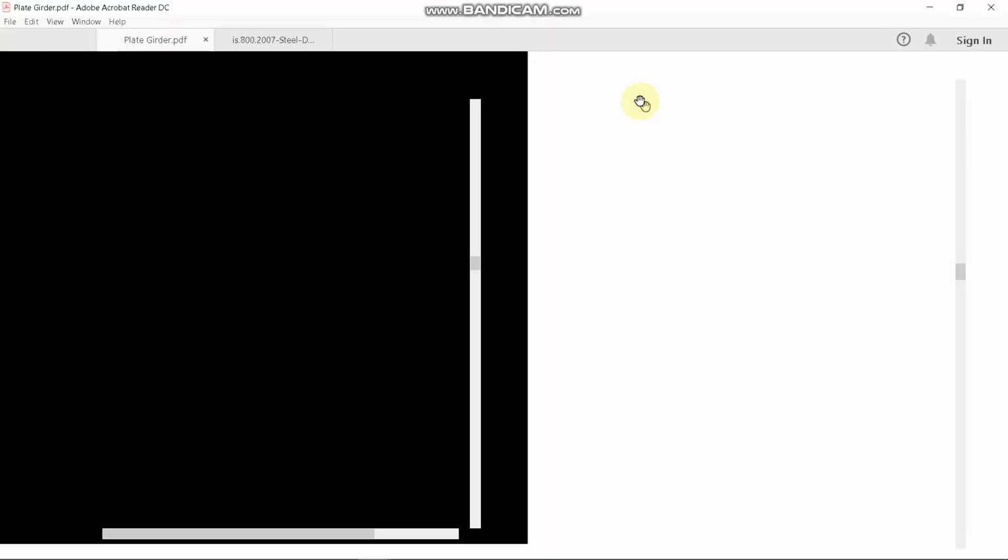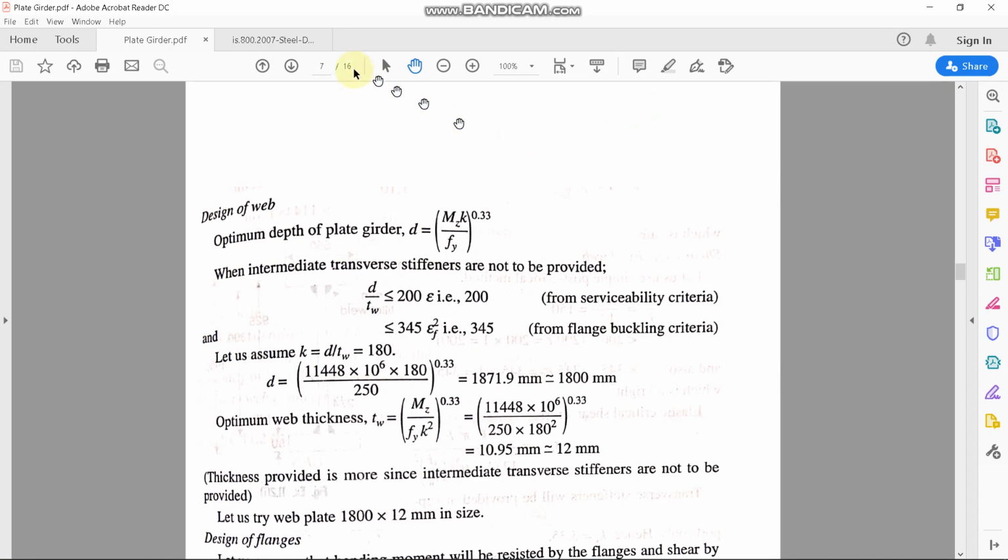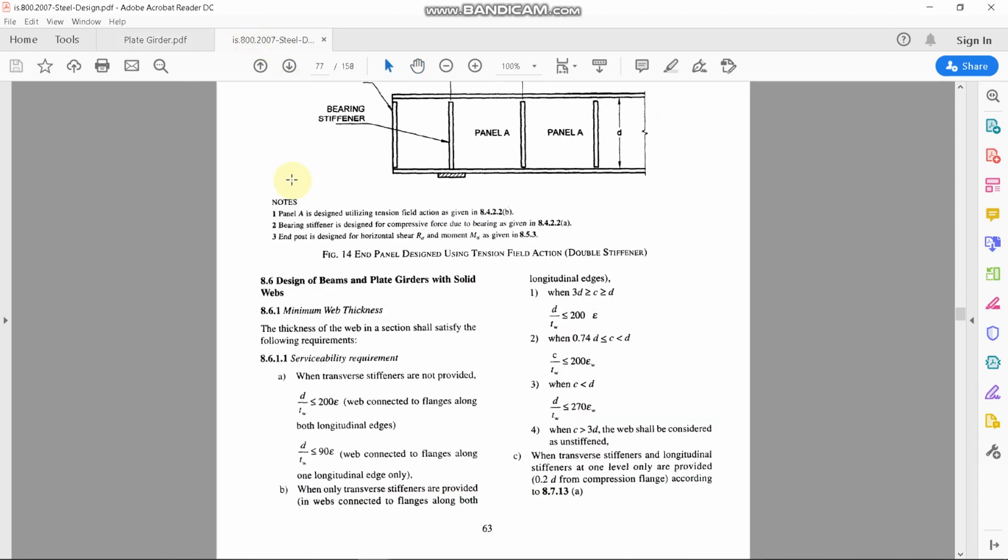In the next step, we find out the design of web. Optimum depth of the plate girder is given using this formula. And one thing we need to know here, there are specific requirement clauses while doing design of the beam. So here as well, there are certain serviceability criteria and flange buckling criteria provided in the IS 800. So I'll simply take you there.